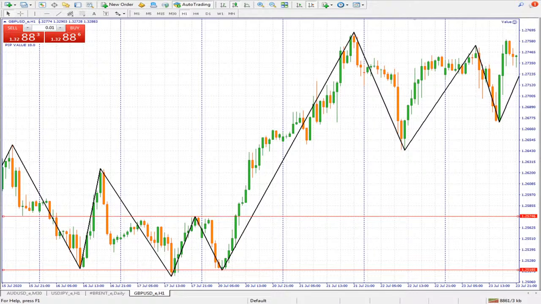So we have looked at this in our webinars. We've looked at how to set your stop loss correctly. We've looked at how to calculate lot sizes correctly. We've also looked at how to take profits appropriately.